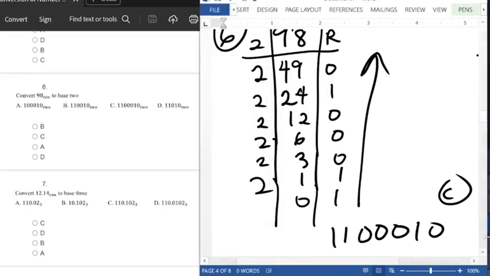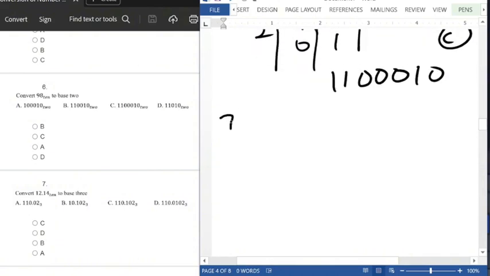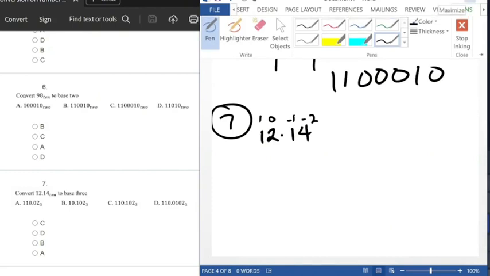For question 7, convert this to base 3. This is base 10, 12.14. So this one has a decimal. So before the decimal point, the places are 0, 1. After the decimal point, they are minus 1, minus 2. This is in base 10, and we want to convert this to base 3. It's already in base 10.